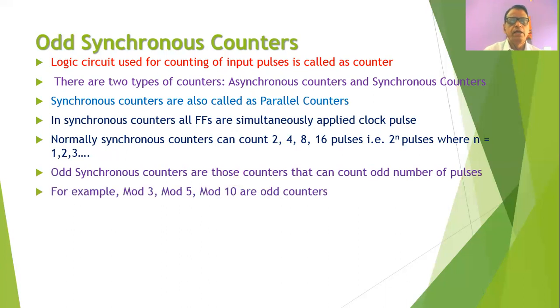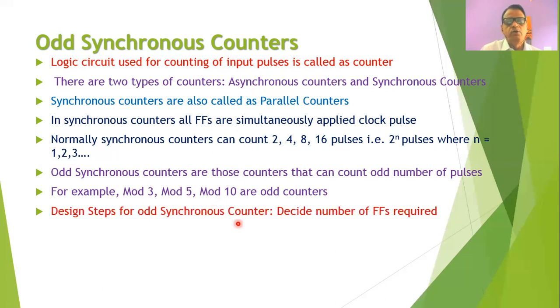For example, we can design counters such as a mod 3 counter which can count only 3 pulses, a mod 5 counter which can count only 5 pulses, or a mod 10 counter which can count 10 pulses. So a mod 10 counter many times is called a decade counter.